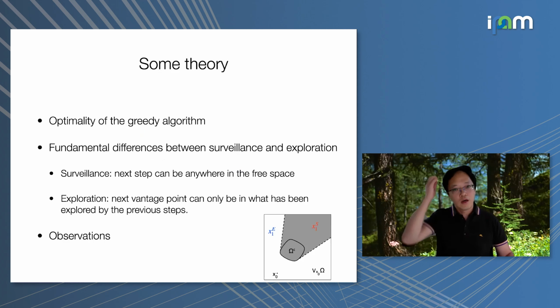Okay. So here comes some theory, right? So the next question that one can ask is, what we have seen is that we have a neural network that can learn how to compute the gain function and gives reasonable approximations. Okay, and then the next question is more mathematical. It's about how optimal the greedy algorithm is in solving the problem that we wanted to solve in the beginning, namely, finding the least number of observation locations to have complete observation of the environment. So in this part of the talk, I will quickly give you some results that we have obtained.